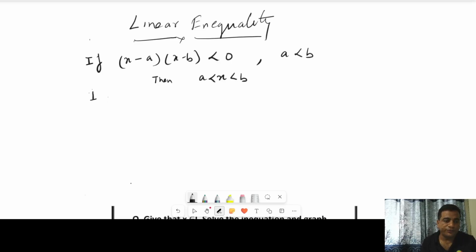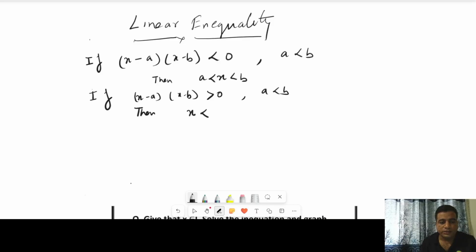And if (x minus a)(x minus b) is greater than 0, where a is less than b, then x is less than a or x is greater than b. And if x square minus a square is less than 0, then it implies that x lies between minus a and a.